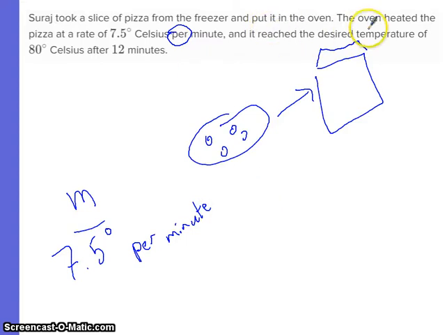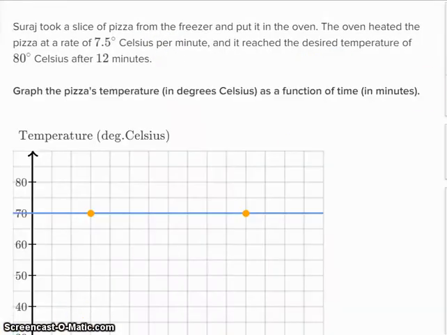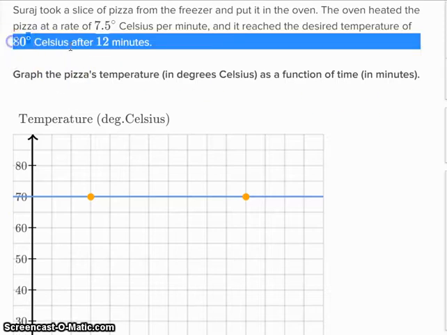Okay, now it reached the desired temperature of, okay, so this looks like it's giving my coordinate. In other words, where I can put my first point to start with. So it reached the desired temperature of 80 degrees after 12 minutes. So in my strategy, I'm going to place my first point at the coordinate that I desire. Now that desired temperature is 80 degrees after 12 minutes.